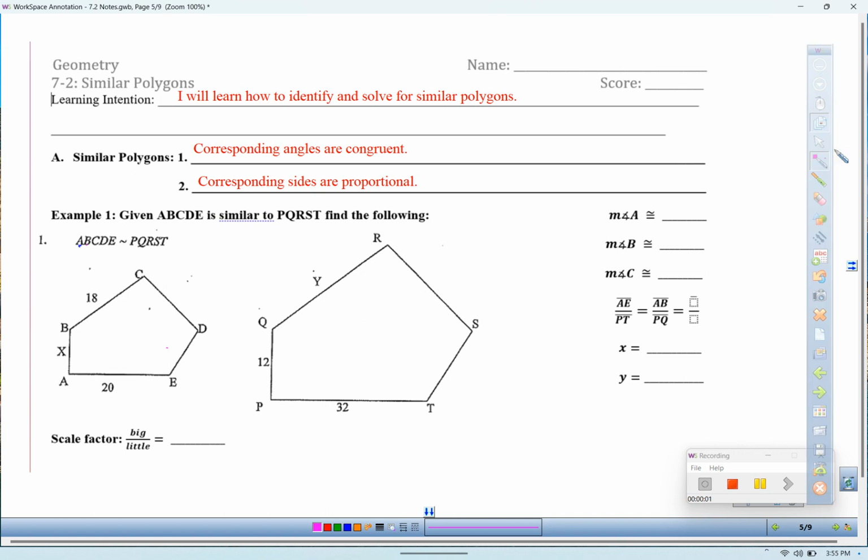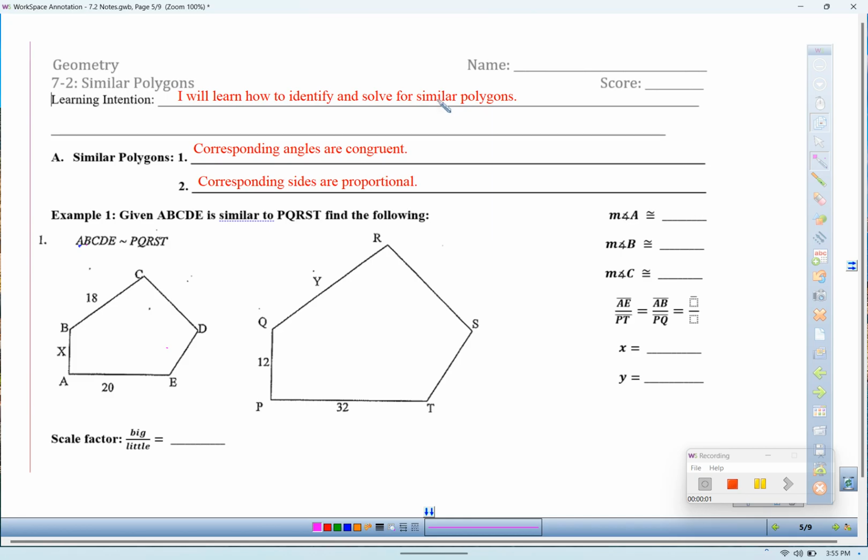Okay, so today we're going over lesson 7-2. We're going to be taking what we learned about proportions in our last lesson, and we're going to incorporate it into solving for polygons. So today's learning intention is I will learn how to identify and solve for similar polygons. If you need to pause to get this down, please do so.